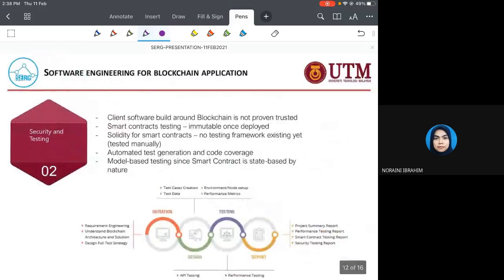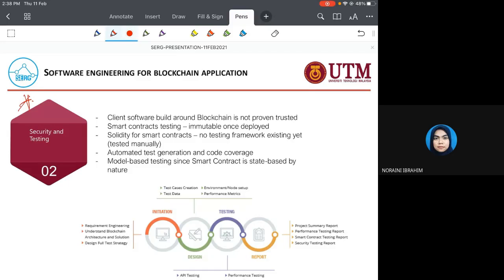Okay, the second one is security and testing. This one I mentioned earlier. If you want to focus on research after this, you need to focus on the security or the testing area, because there is a lot of area you can explore at the testing level.